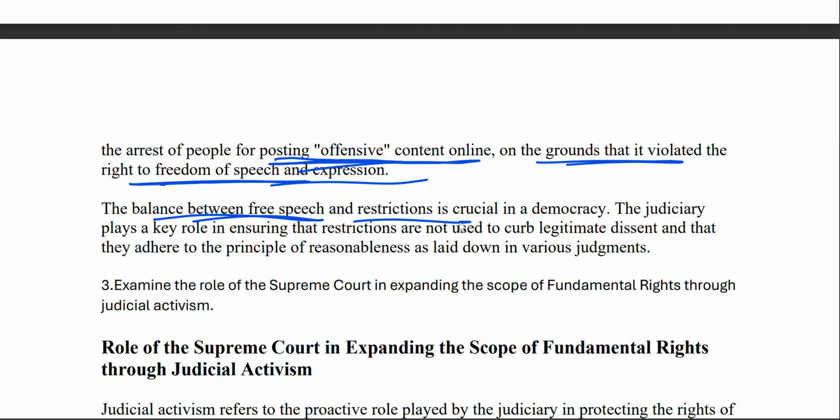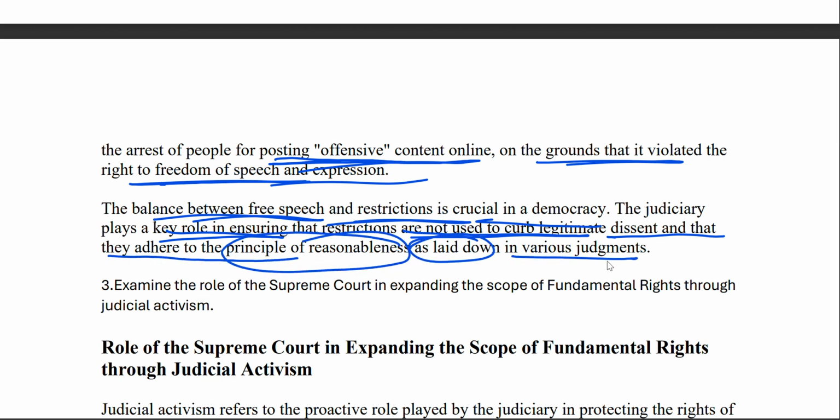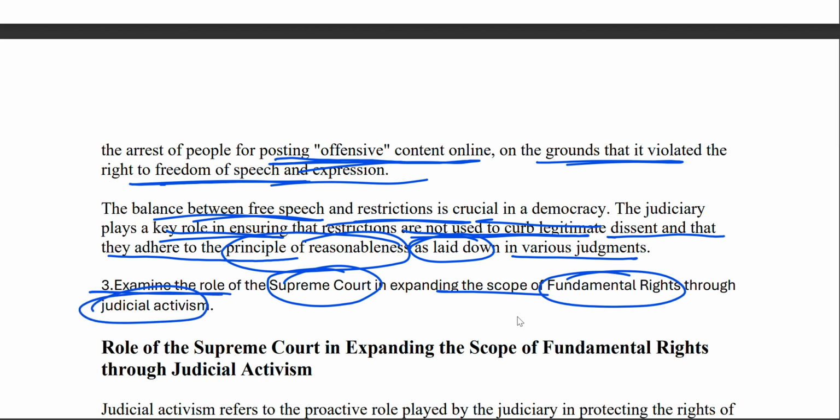Balance between free speech and restrictions is crucial in a democracy. The judiciary plays a key role in ensuring the restrictions are not used to curb legitimate dissent and that they adhere to the principles of reasonableness as laid down in various judgments. Now, we need to examine the role of the Supreme Court in expanding the scope of fundamental rights through judicial activism.